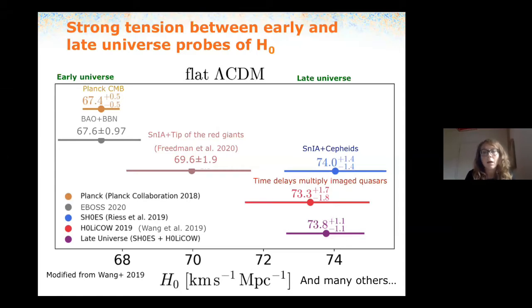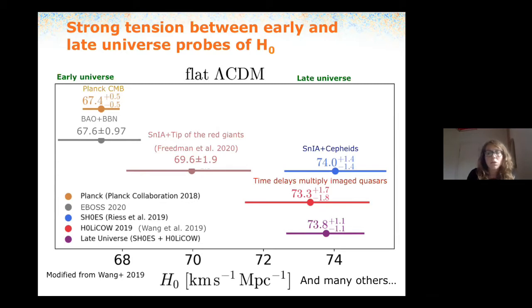Now, this value is really little model dependent, and was also confirmed by time delays of multiply imaged quasars, which measure the difference in the arrival times of different images that are strongly lensed. So from quasars, this value is also high, confirming with fairly small error bars the measurements from supernovae and Cepheids. And so if you combine the two, as it was done in this paper last year, then you have a more than 5 sigma discrepancy with the CMB data.